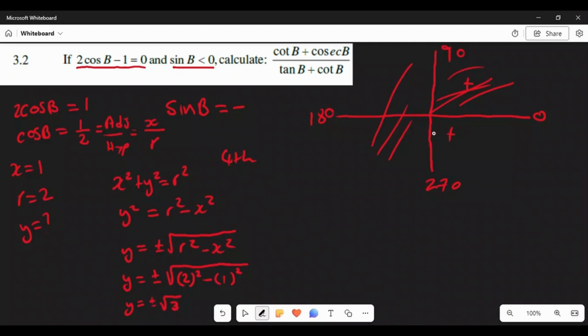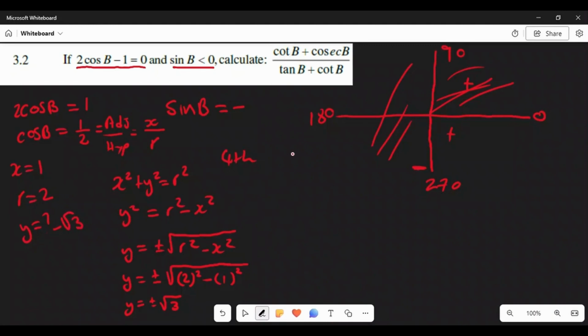Since this is happening in the fourth quadrant, y, this side, is negative. You guys see, this side y is negative. So meaning our y here is going to be negative root 3. So now we have x, r, and y. Now it's time for us to do the following.